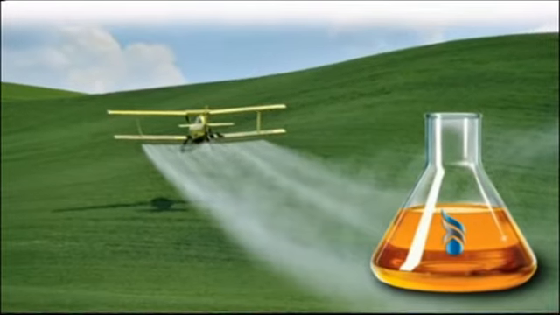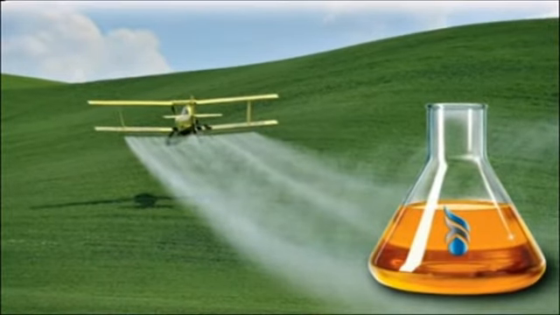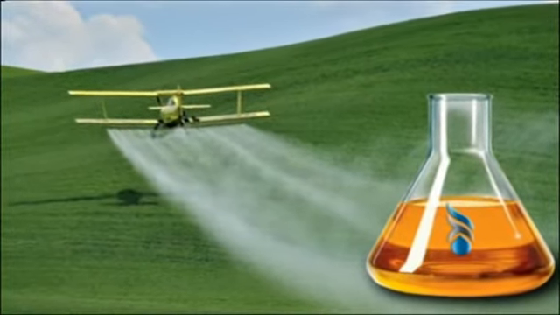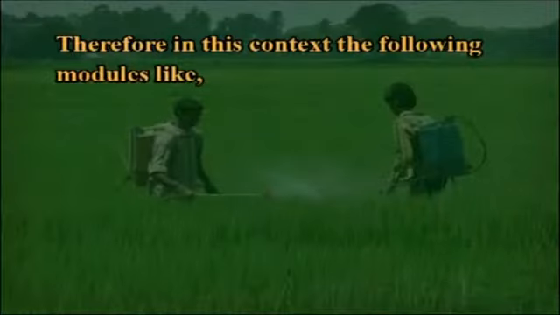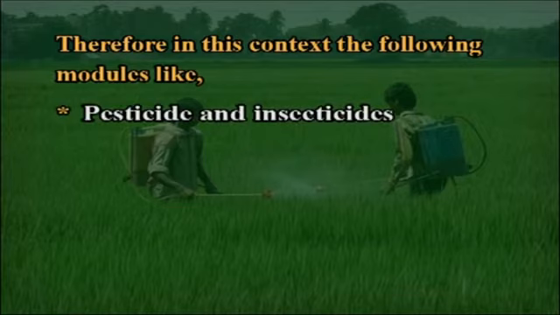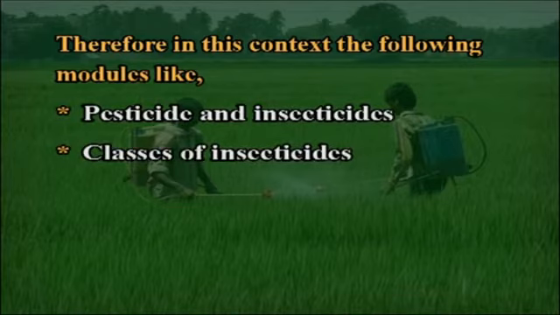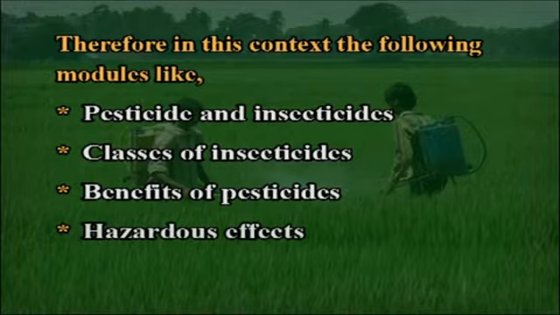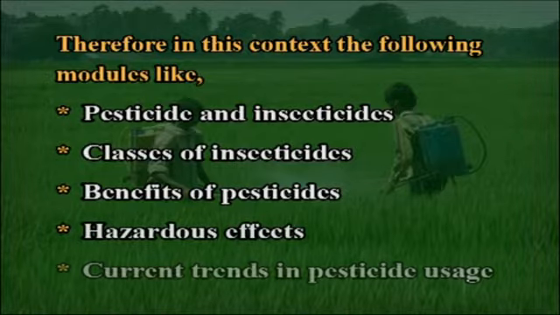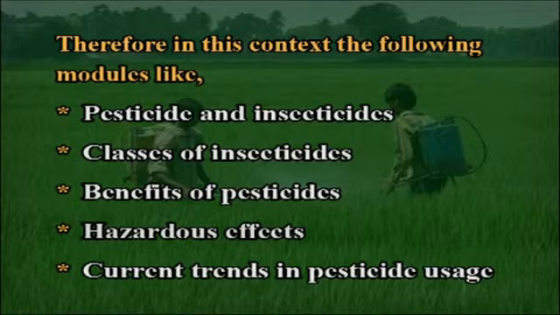There are about 20 major diseases which have been brought under control by the use of pesticides. Therefore, in this context, the following modules like pesticides and insecticides, classes of insecticides, benefits of pesticides, hazardous effects and current trends in pesticide usage will be discussed.